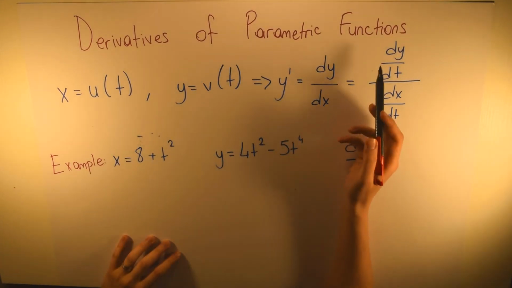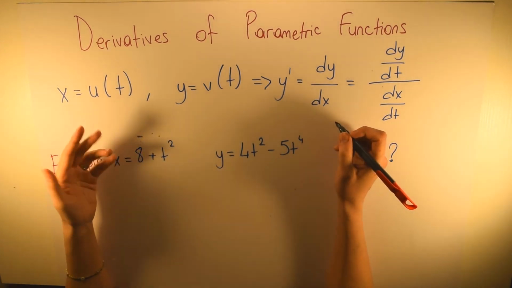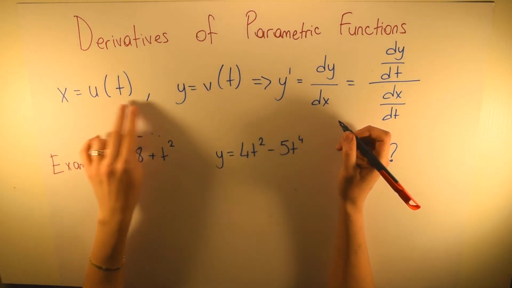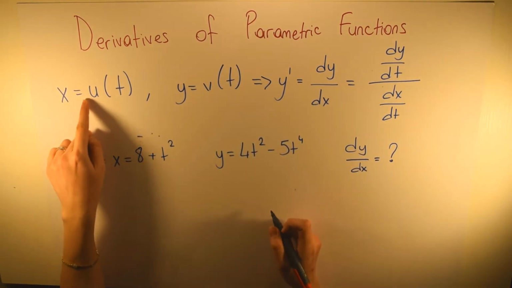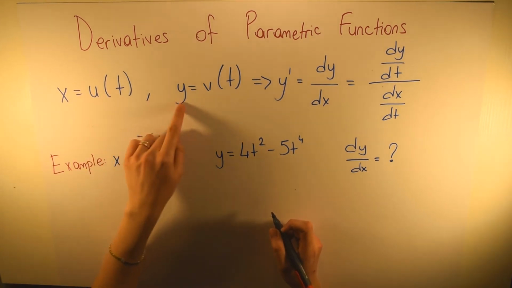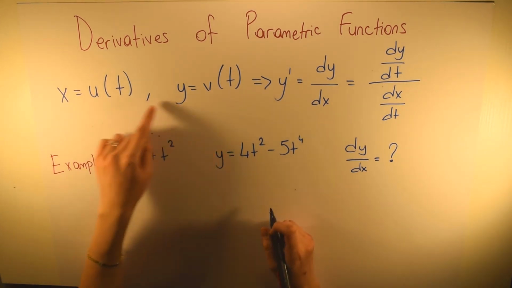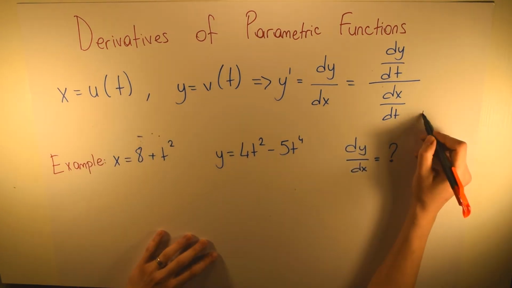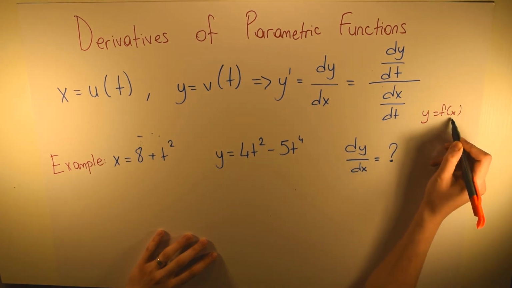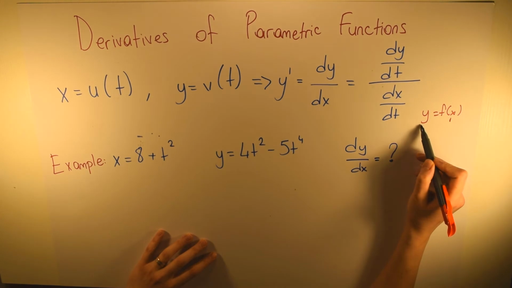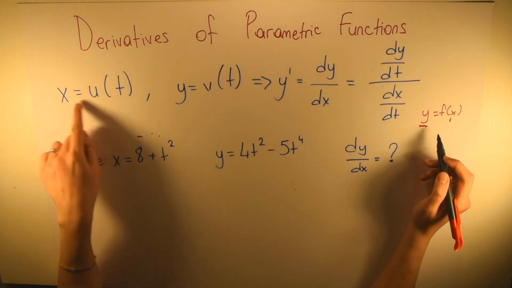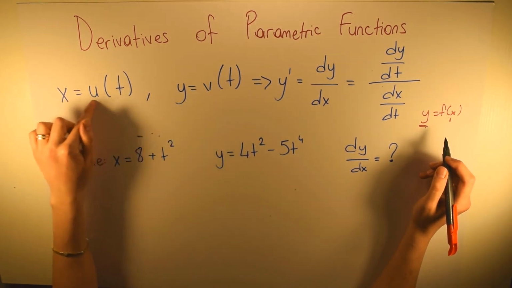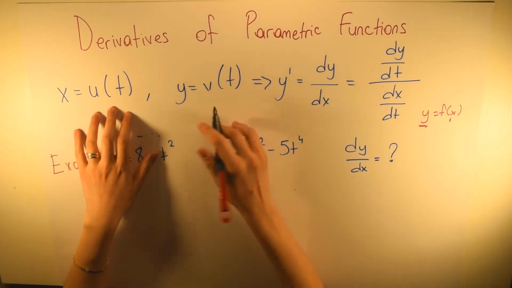Derivatives of parametric functions. So the relationship between the variables x and y can be defined in parametric form using two equations. Okay, so here for example we have x is equal to u of t and y is equal to v of t. So here t is called a parameter. So we used to do, for example, y is equal to f of x, right? So here x was the variable in the function of y, but here x and y are two different functions, but they are not dependent on each other, but they both are dependent on t.